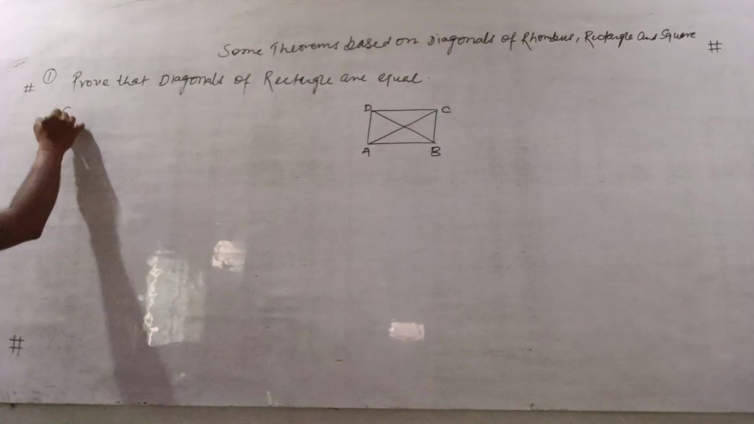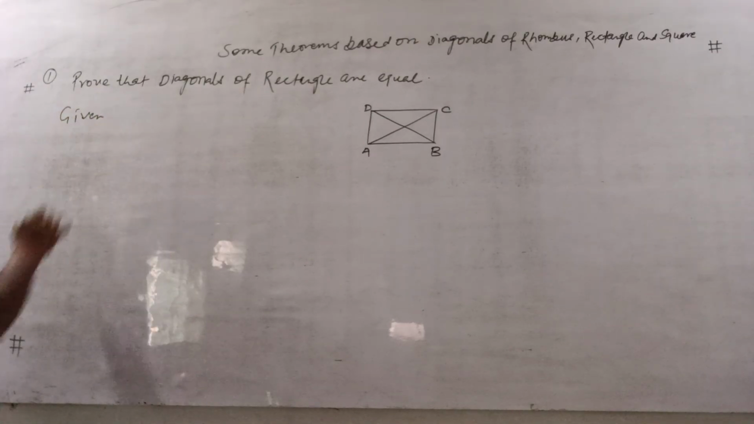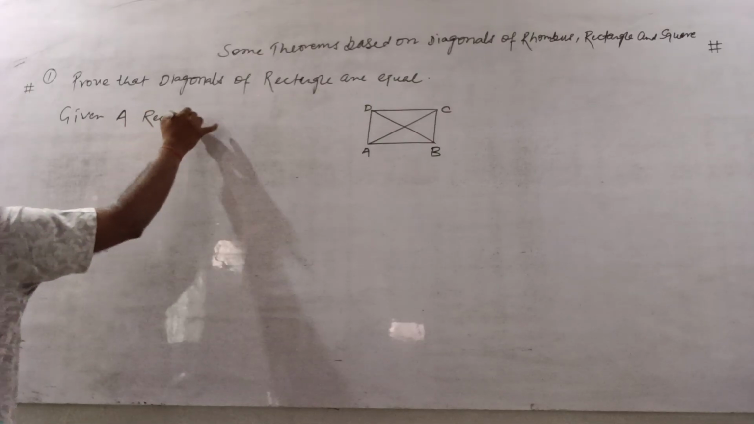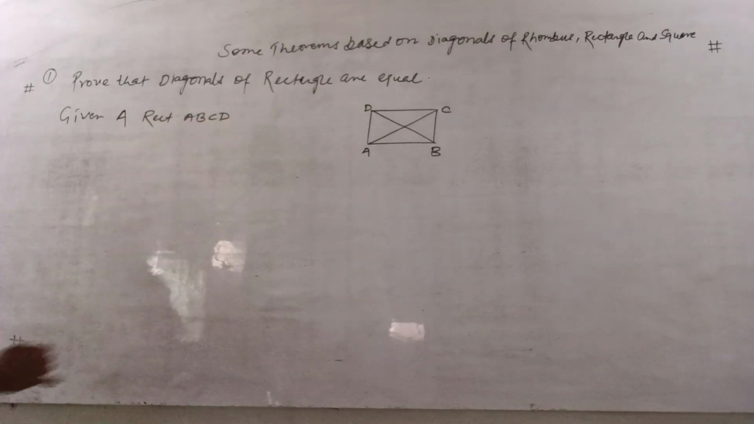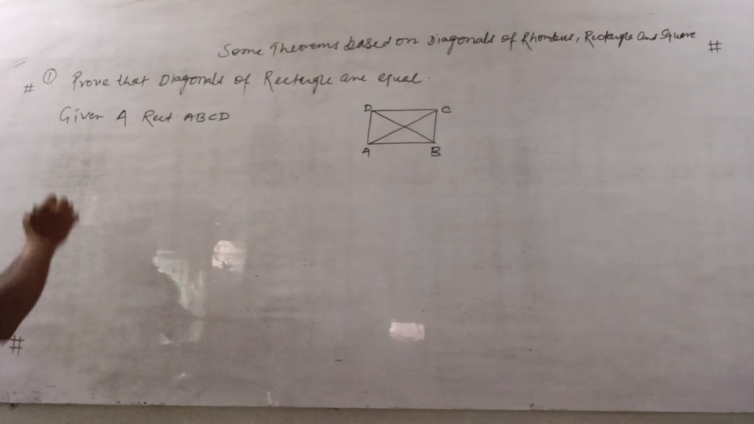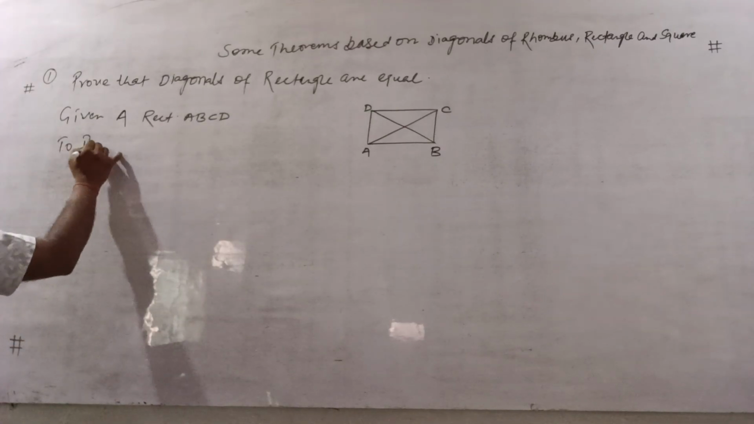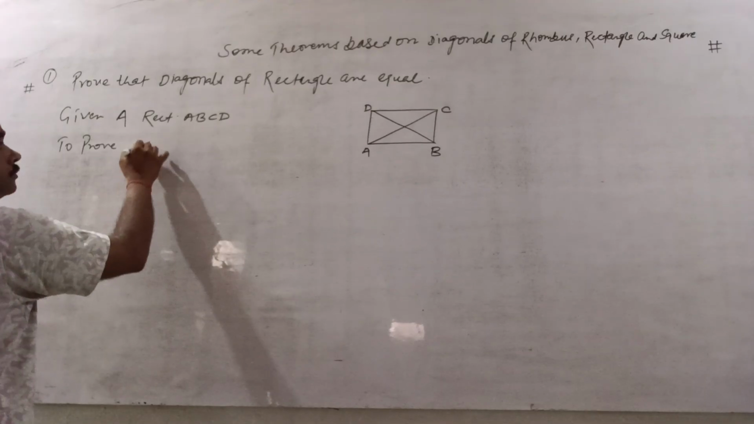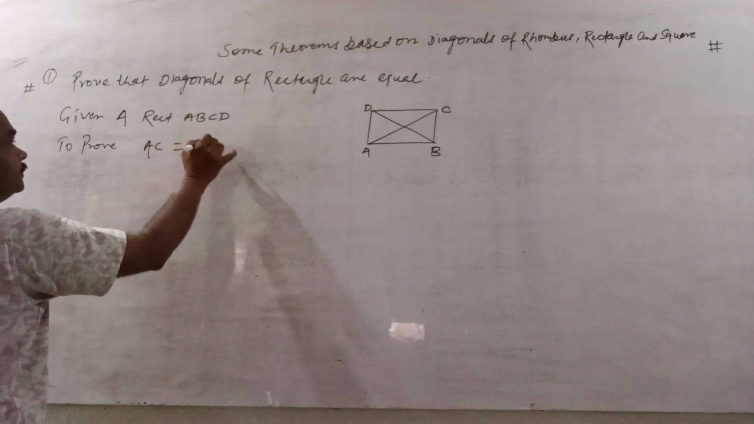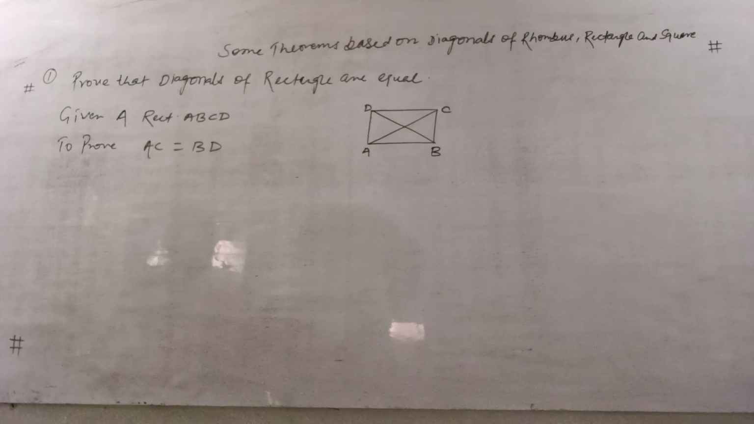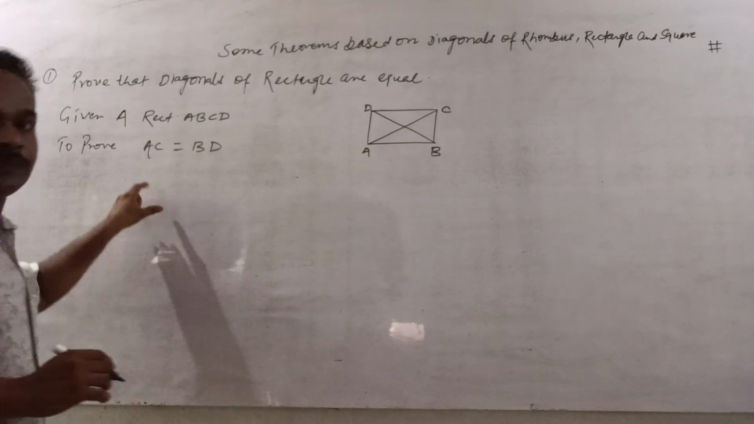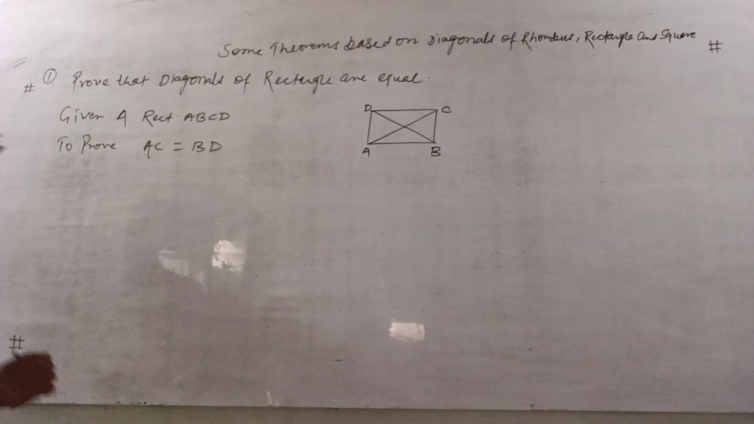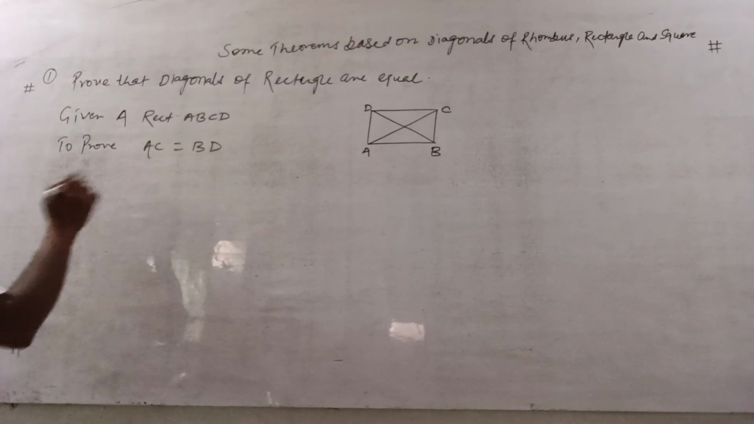So given, first step is: given a rectangle ABCD, and to prove diagonal AC is equal to diagonal BD. This we have to prove, and this theorem is very simple. We have to prove AC is equal to BD. Second step is to prove, and there is no construction here.